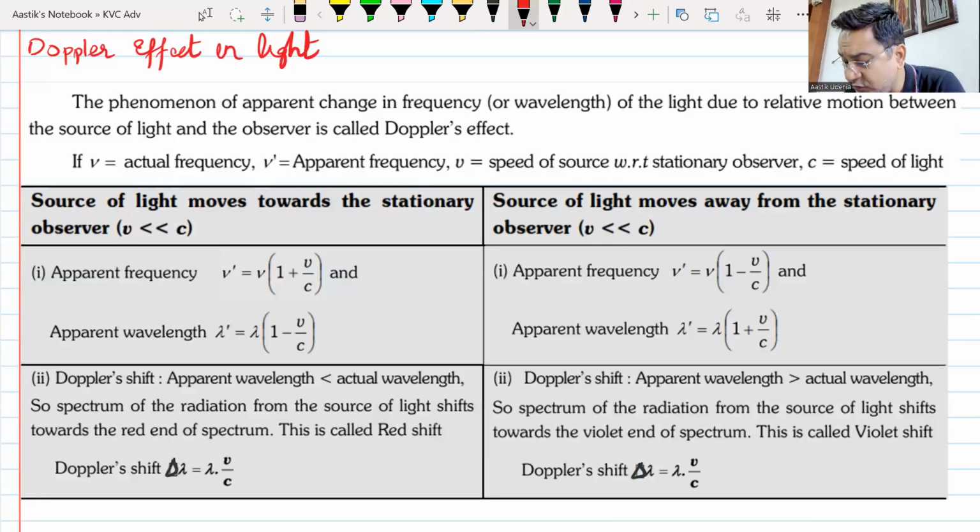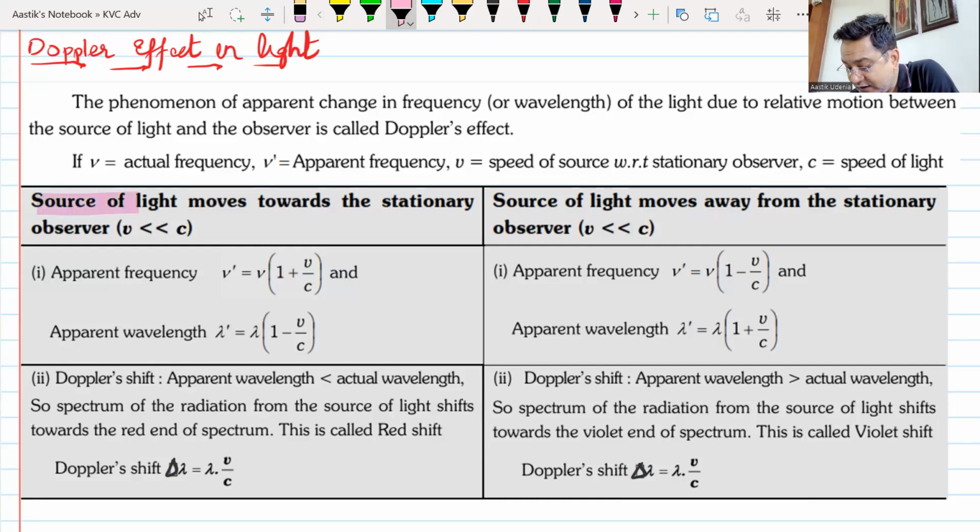Before moving on to questions, let us just note this Doppler effect in light. I've seen some questions come from this part as well. You just need to remember what the Doppler effect is. We have seen the Doppler effect in sound, yes or no? When the source or the observer is moving, then the apparent frequency is not the same as the real frequency. That shift is known as the Doppler shift, yes or no? Yes. What you need to remember is this formula here.